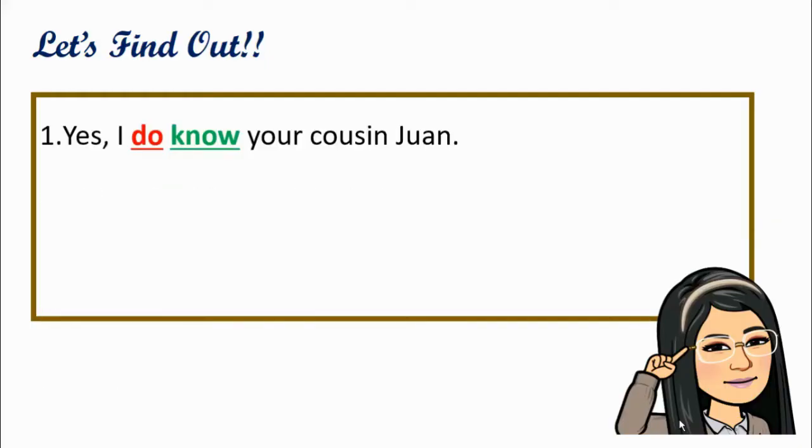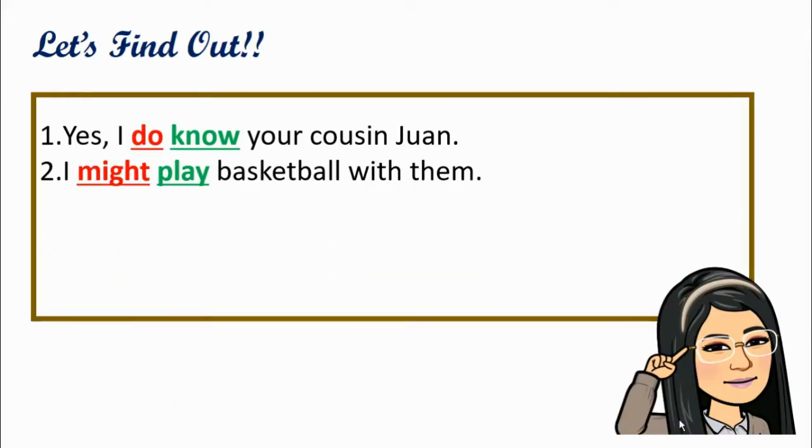Sentence number 1. Yes, I do know your cousin won. The auxiliary verb is do and the main verb is know. Sentence number 2. I might play basketball with them. Might is the auxiliary verb. Play is the main verb.